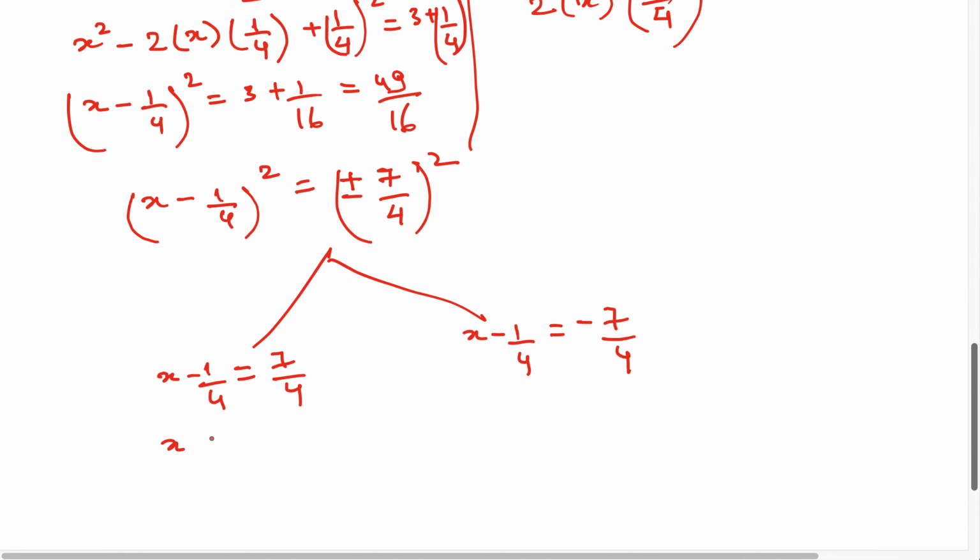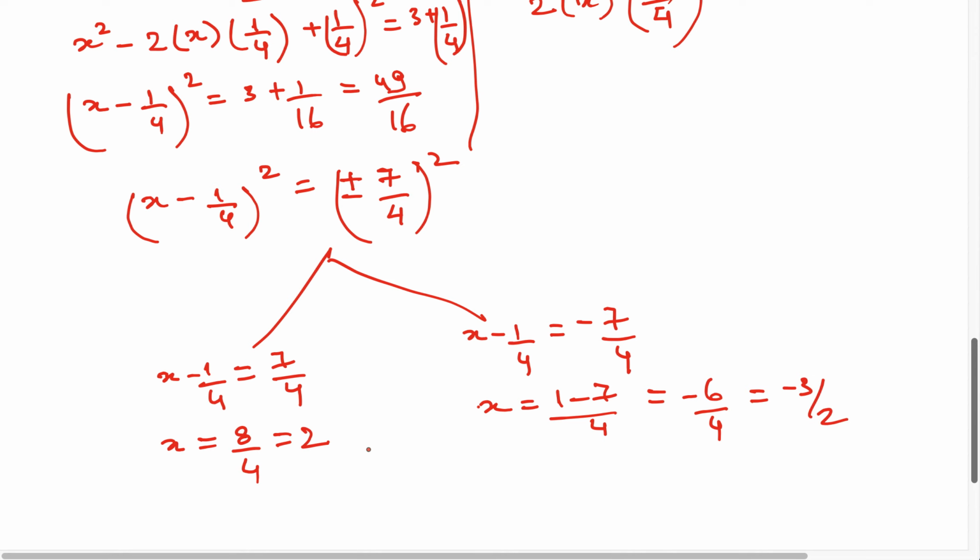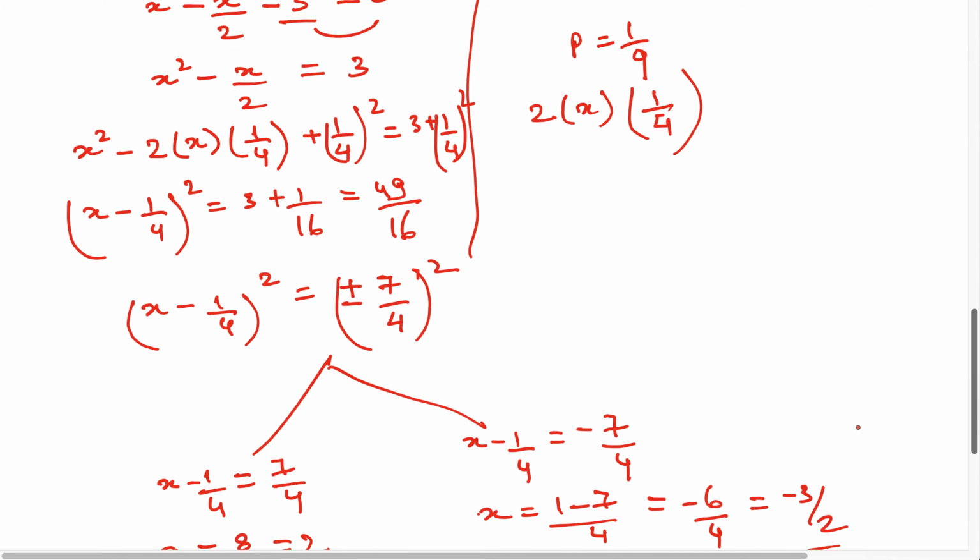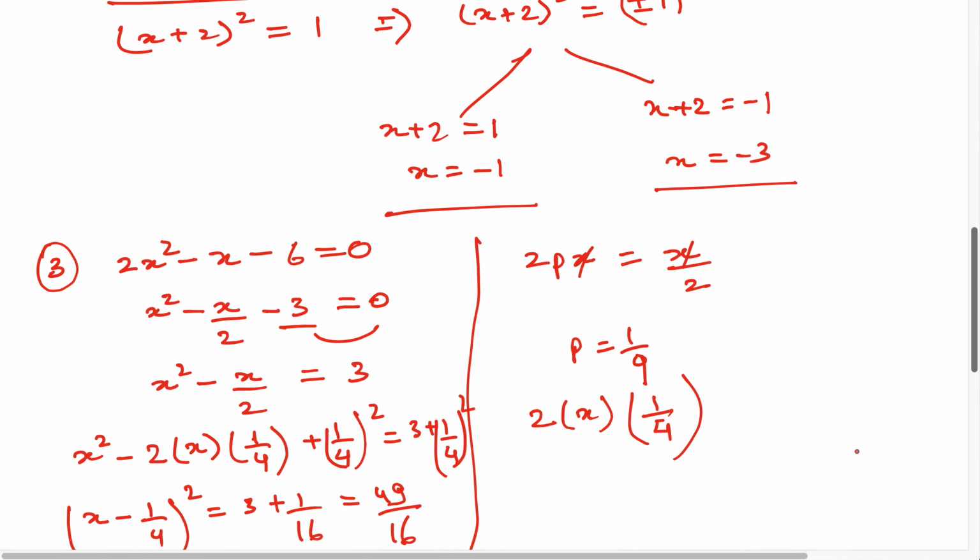Solve this, you get x equal to 8 by 4, which is equal to 2. And solve this, you get x equal to 1 minus 7 upon 4, which is equal to minus 6 upon 4, which is equal to minus 3 upon 2. The same answer, x equal to 2 and x equal to minus 3 by 2, is what we got via factorization as well as via the formula.